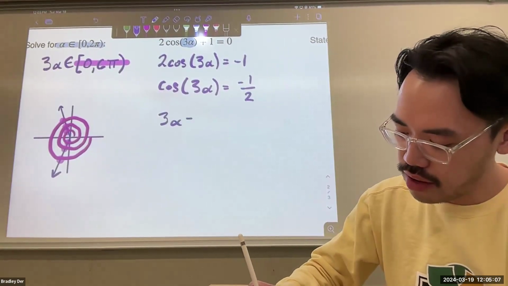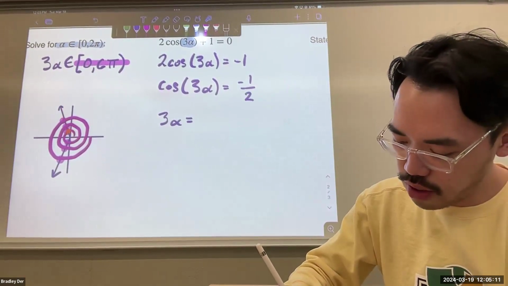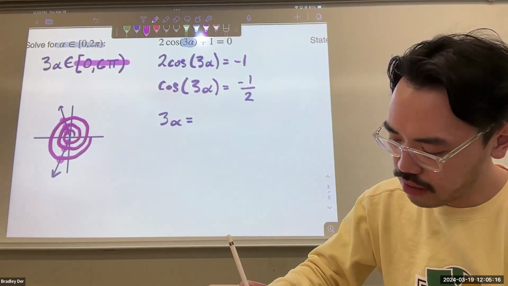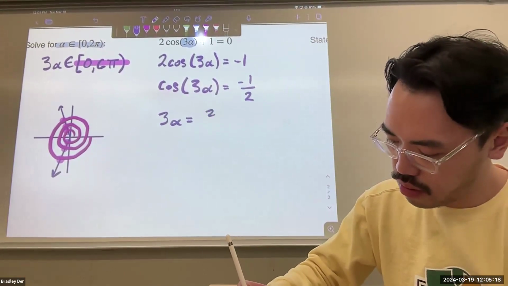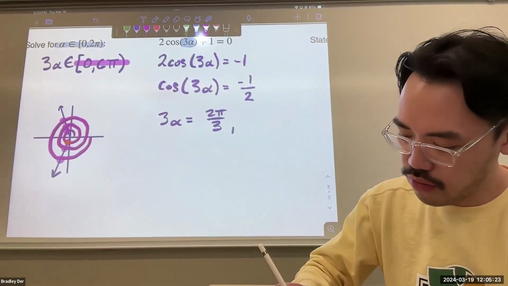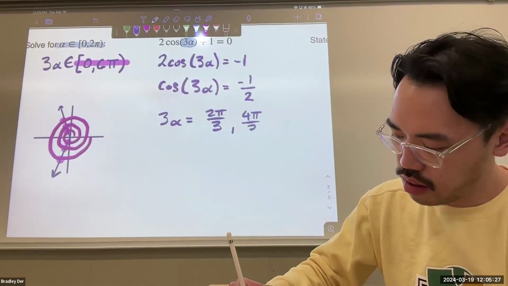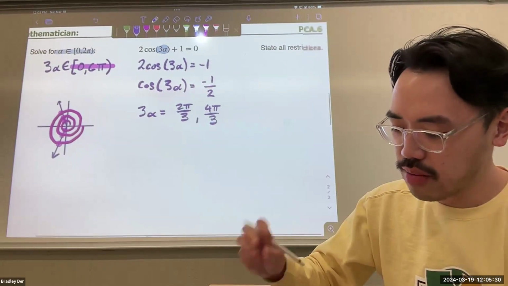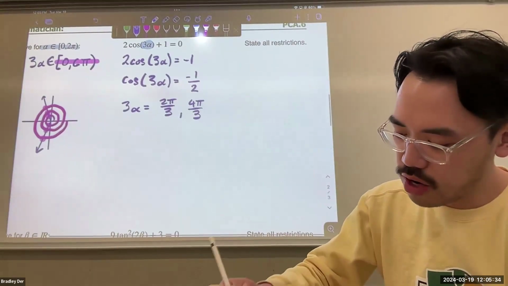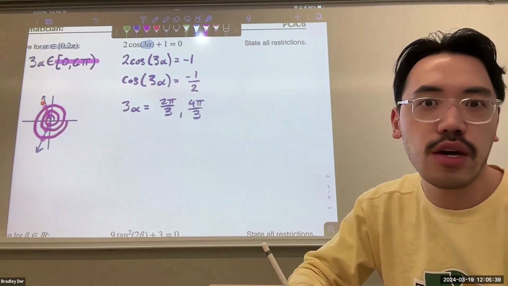Right, so 3 alpha is going to equal this terminal ray on the first part of the rotation, which would have been 2 pi over 3. And then down here, this would have been 4 pi over 3 within the first rotation. Right, and now that I know they need 6, I actually can make this slightly easier for myself by just knowing that each of these angles on this terminal ray have to be coterminal.